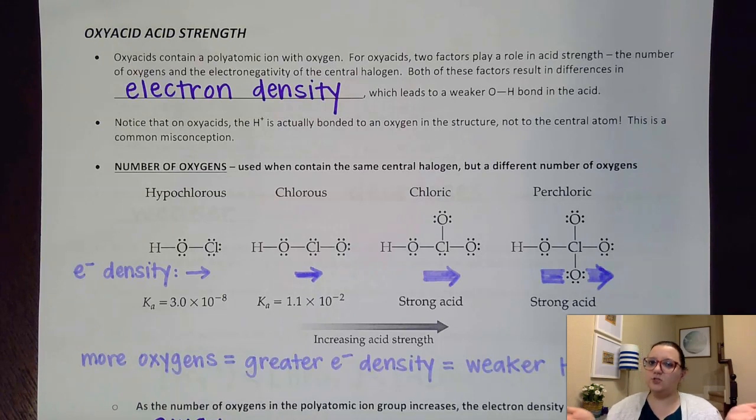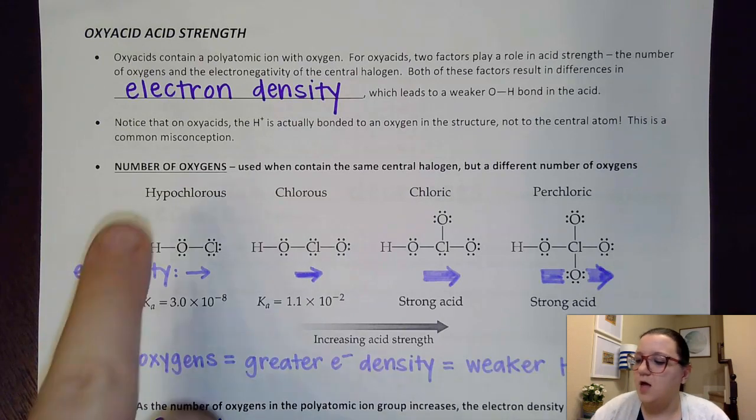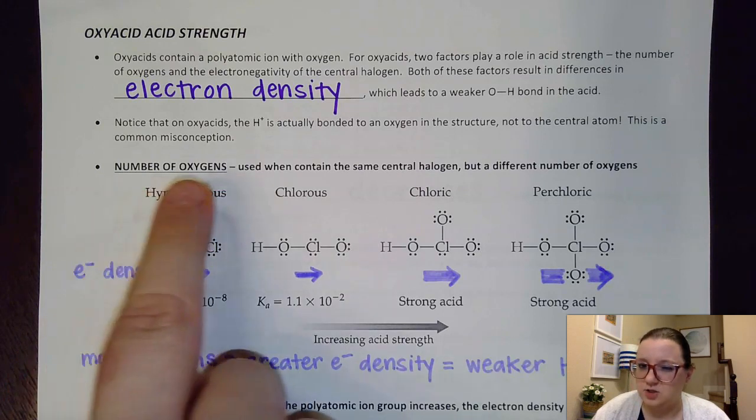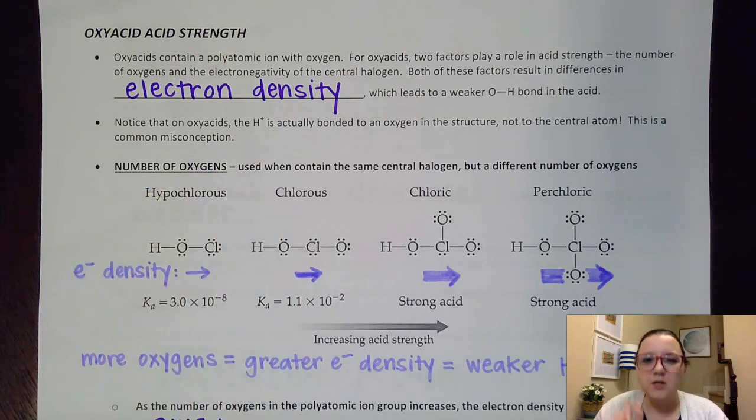So let's look at the two situations here. First off, if the number of oxygens are different, then I want to use that to compare our strengths.